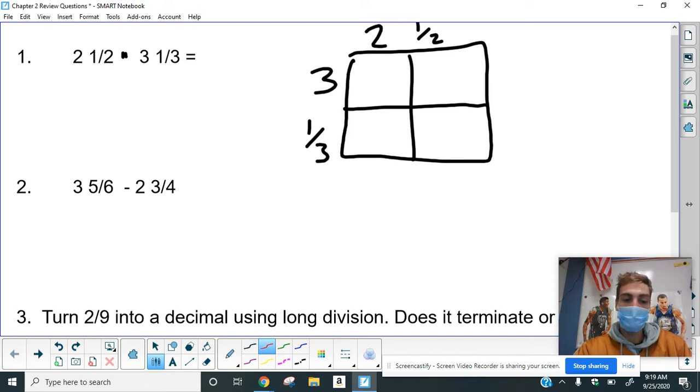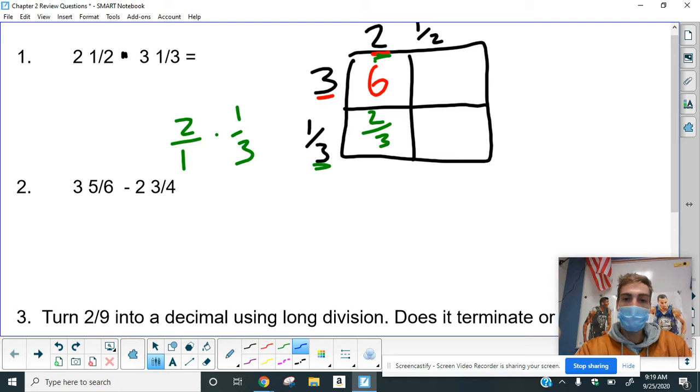And so now I'm going to multiply where the numbers meet. So 2 times 3 would meet in this box here. And so I'm going to do 2 times 3 gives me 6. And now I'm going to do 2 times 1/3. And I can think about this as 2 over 1 times 1 over 3, which would give me 2 on top and give me 3 on the bottom.